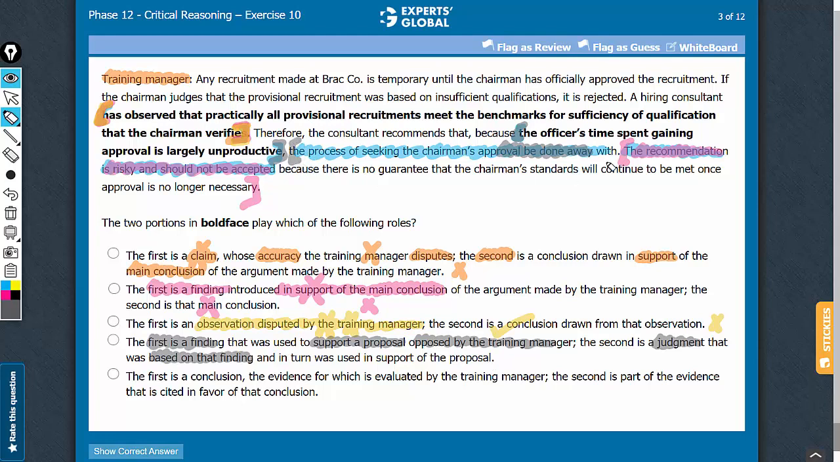This is the proposal reached, that the process of seeking chairman's approval be done away with, and the second boldface has been used in reaching this proposal. So answer choice D seems alright. Let's look at answer choice E now. No, the first is not a conclusion. It cannot be called an intermediate conclusion. The first is simply an observation. So this is not correct. And therefore the second cannot be in favor of the conclusion because the first is not a conclusion in the first place. So answer choice E is a very weak answer choice.